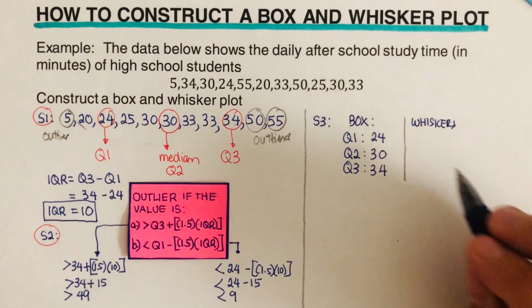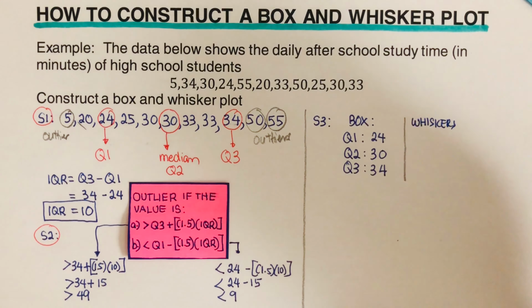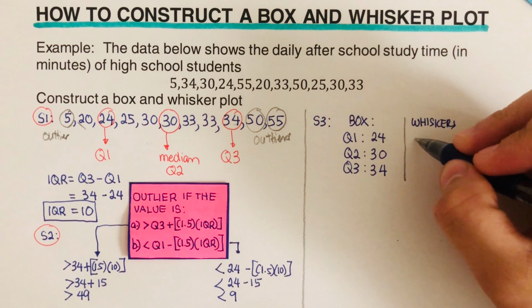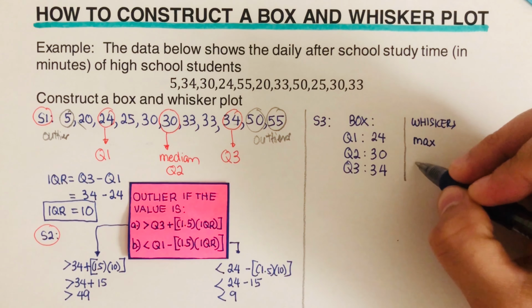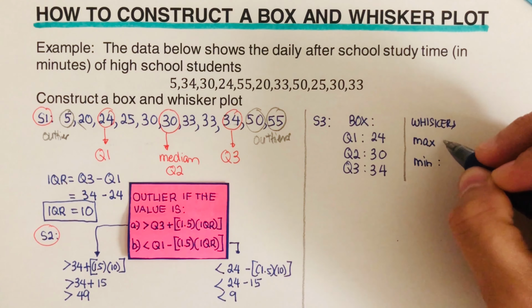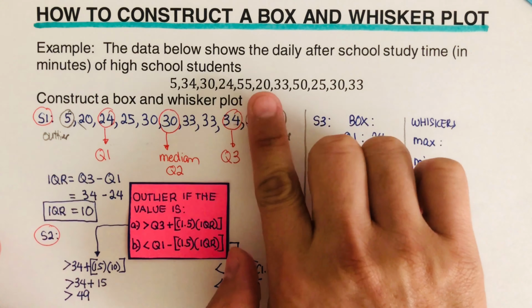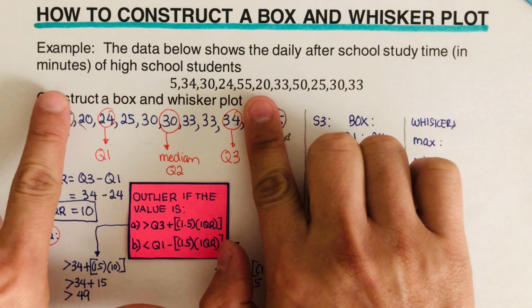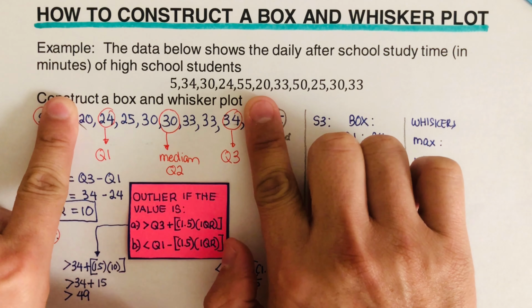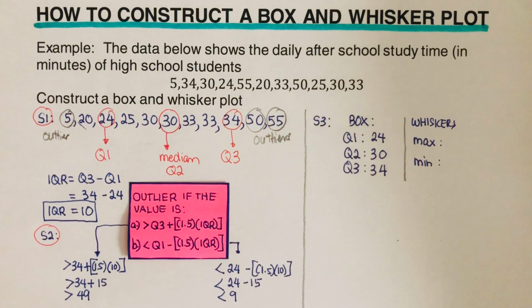So in order that we can determine what are the two whiskers here, we need to determine the maximum and the minimum. That is excluding the outlier. So in here, since 50 and 55 are not included and 5 is not included as well, we're going to determine what would be the maximum in this set of values. So that would be 34 and the minimum is 20.